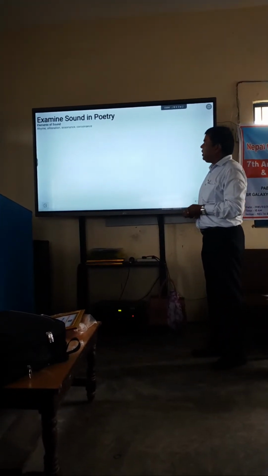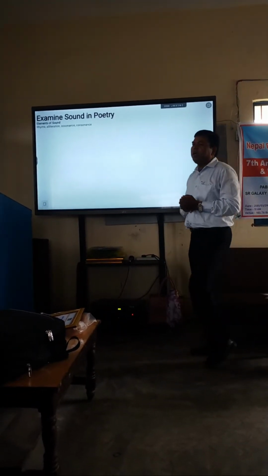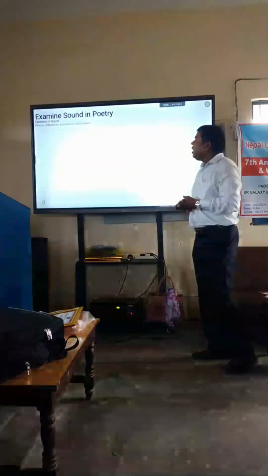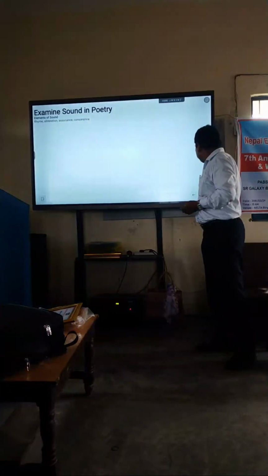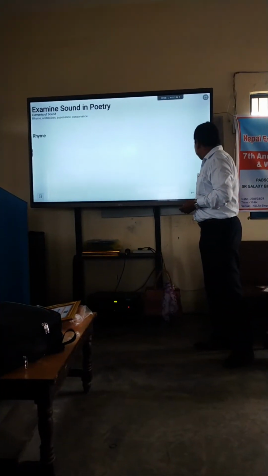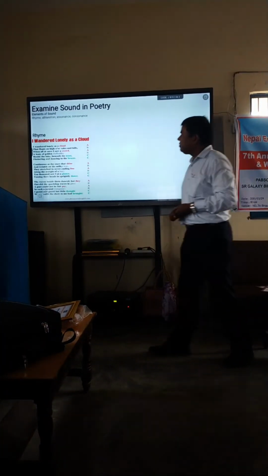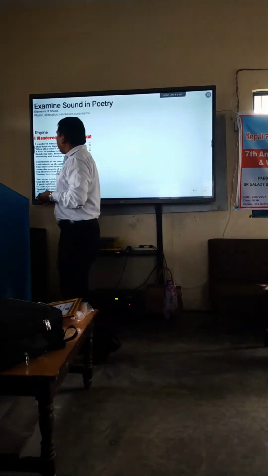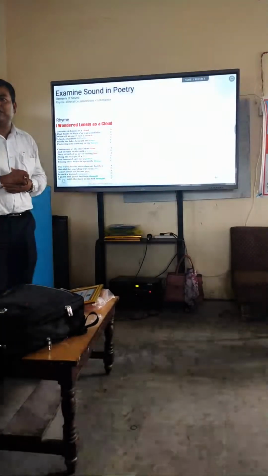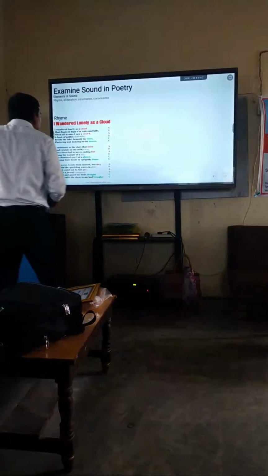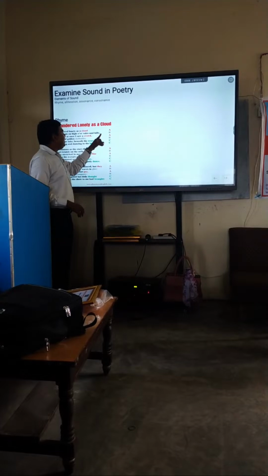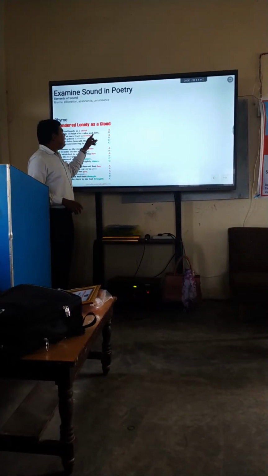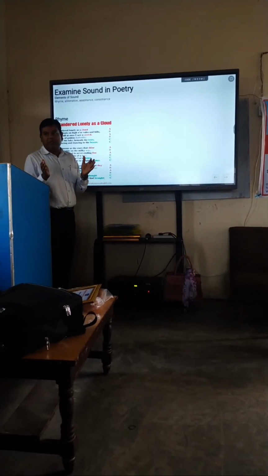Examine sound in poetry. Elements of sound. What are the elements of sound? Rhyme, alliteration, assonance. They are related to sound. I wandered lonely as a cloud, there is cloud, there is hills. This and this, this and that, they are not matched with each other.